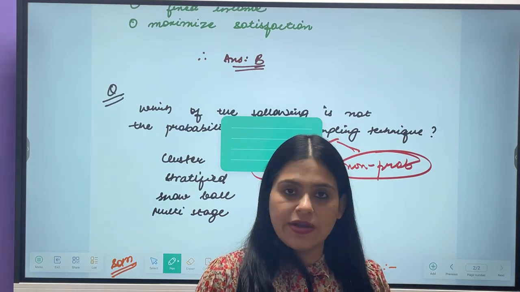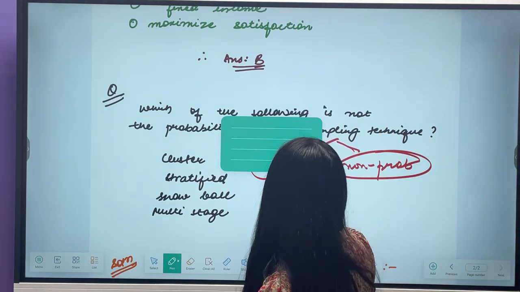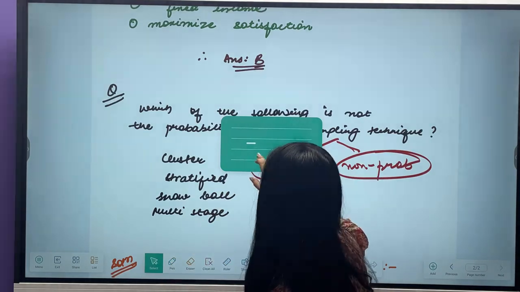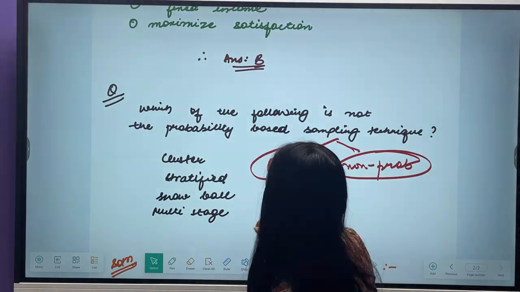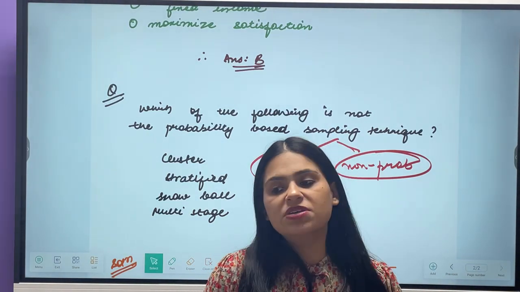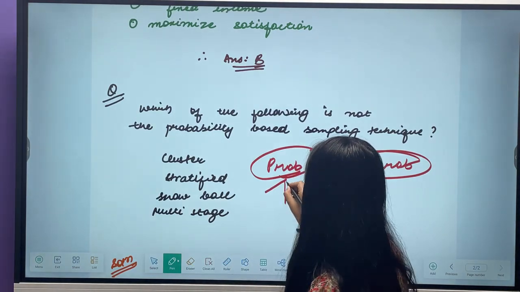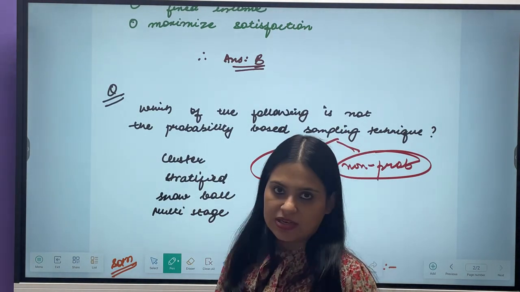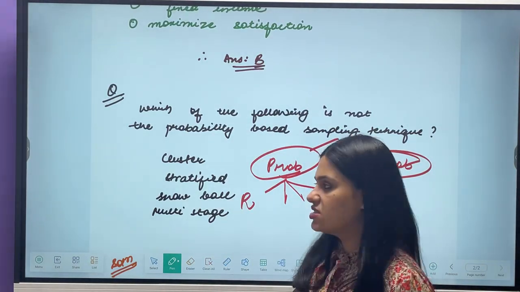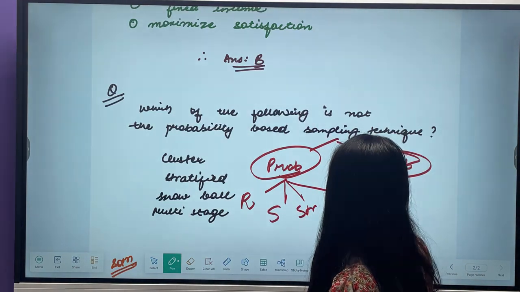That's completely random, completely probabilistic, right? So when I talk about a probabilistic approach, it means a random approach. The probabilistic approach has 4 main sampling techniques under it. What are they? Simple random, systematic, stratified and cluster, right beta?